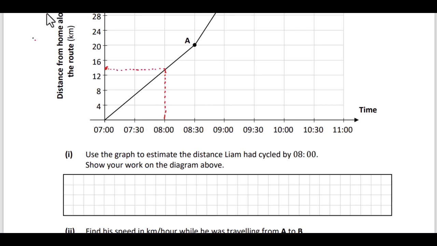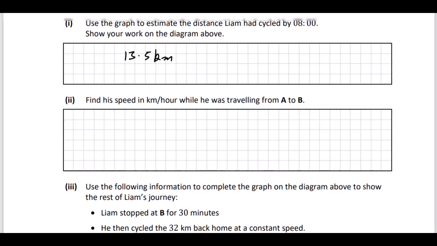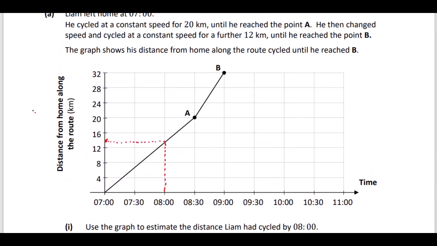I'm going to say 13.5 kilometers. Again, there will be a tolerance around this in the marking scheme, so don't worry if you didn't get that exactly. Find his speed in kilometers per hour when he was traveling from A to B. From A to B, the speed is going to be the slope of this line.